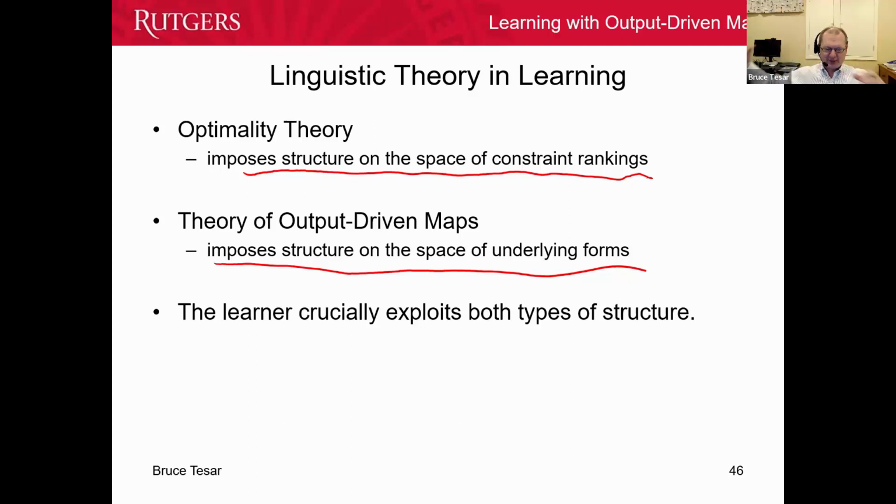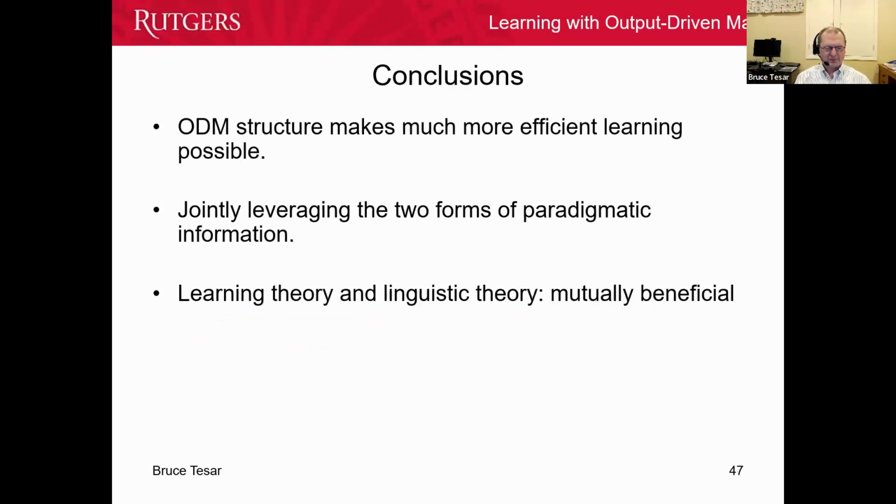Because even when the space of possibilities grows exponentially, using the lattice structure that's imposed on the space of possible inputs, you can evaluate one input and it acts as a proxy for an entire sublattice. The only work you have to do is evaluate the top of it. And so the learner is crucially exploiting both types of structure. So for conclusions, the structure imposed by output-driven maps makes much more efficient learning possible. The key to the success of the learning algorithm here is jointly leveraging the two forms of paradigmatic information.